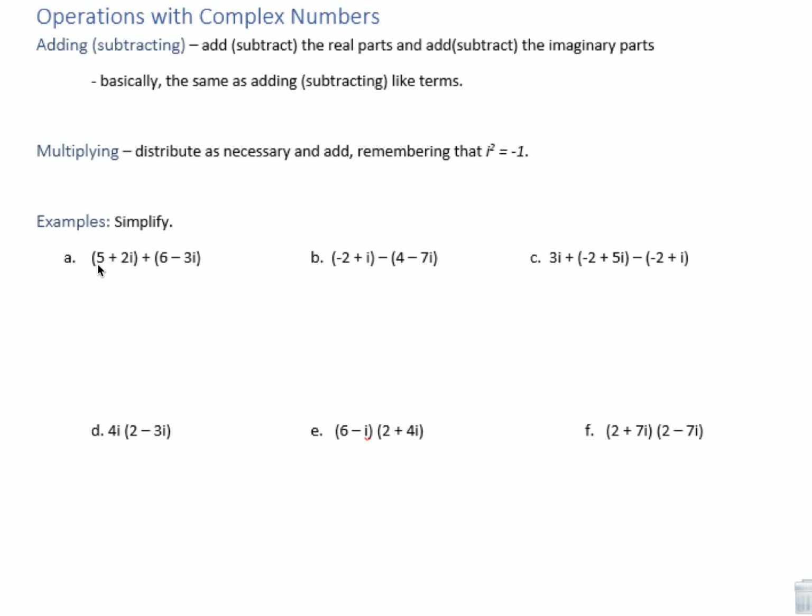So looking at these very quickly, these are just adding two complex numbers. We can add the real parts. So 5 plus 6 is 11. And then 2i plus negative 3i is negative 1i, or just negative i. Next one is subtraction. Since we have a minus here, we can go ahead and distribute that. You can just do that in your head also and do the subtraction, but here we have it written out. So negative 2 and negative 4 is negative 6, and negative i plus 7i is 8i.